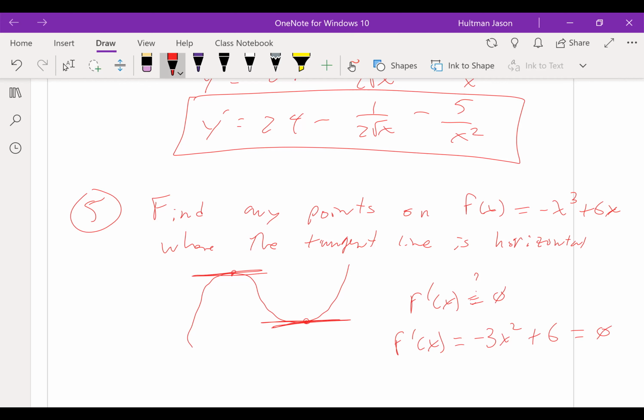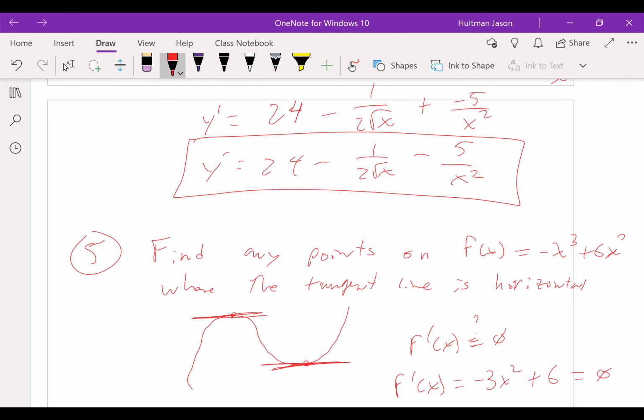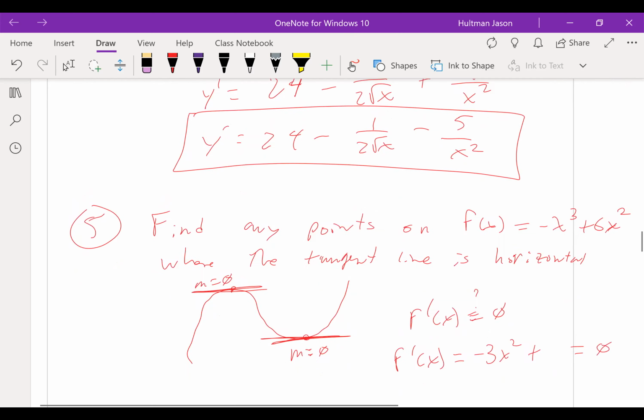Professor, you're searching for f prime 0 because that's the slope, right? You're looking for f prime 0 because that's the slope of the tangent line, right? Exactly, yes. Okay.